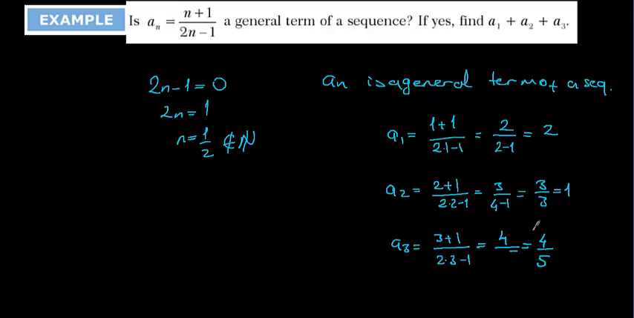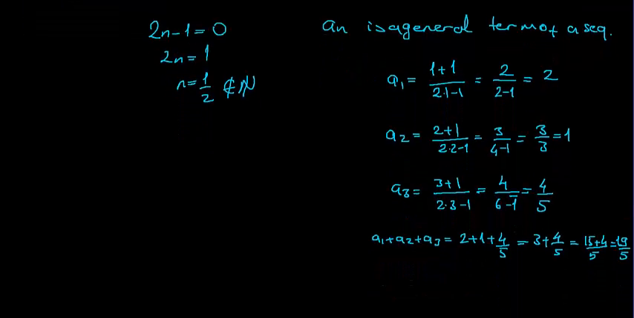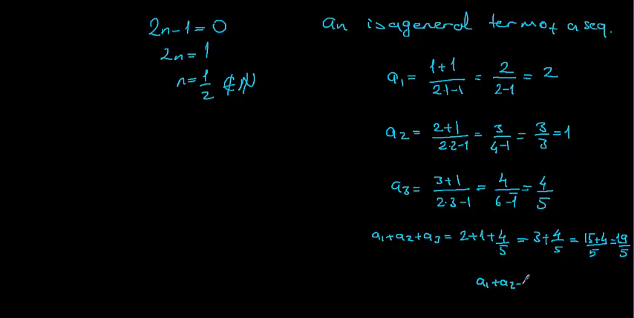Okay, then they are looking for a1 plus a2 plus a3, so we are going to do it like this: a1 plus a2 plus a3 is equal to 2 plus 1 plus 4 over 5, which is equal to 3 plus 4 over 5, and 5 times 3 is 15, plus 4 over 5. This is equal to 19 over 5. So a1 plus a2 plus a3 is equal to 19 over 5.